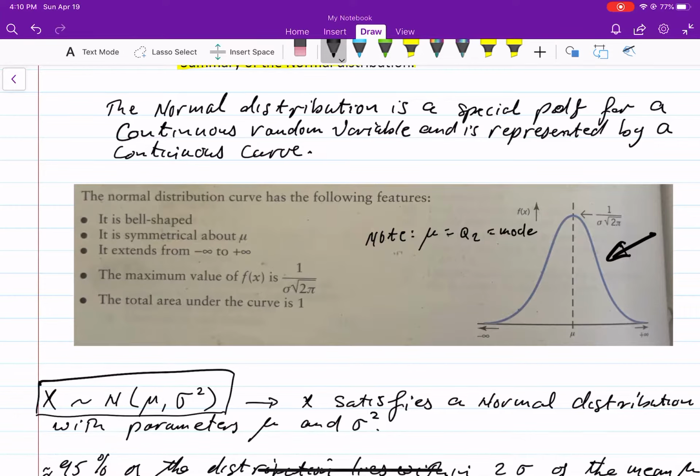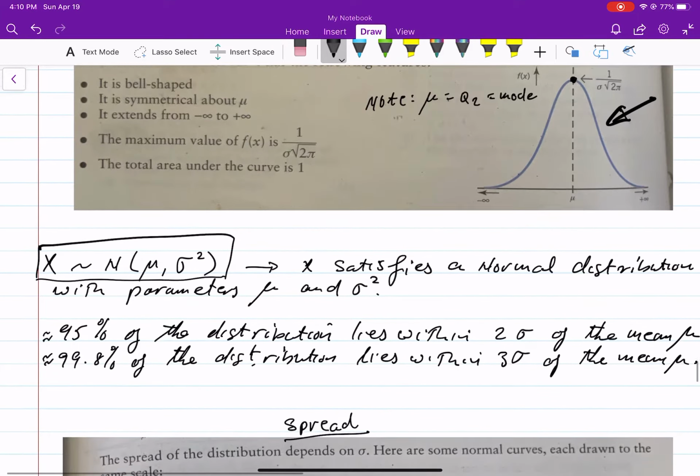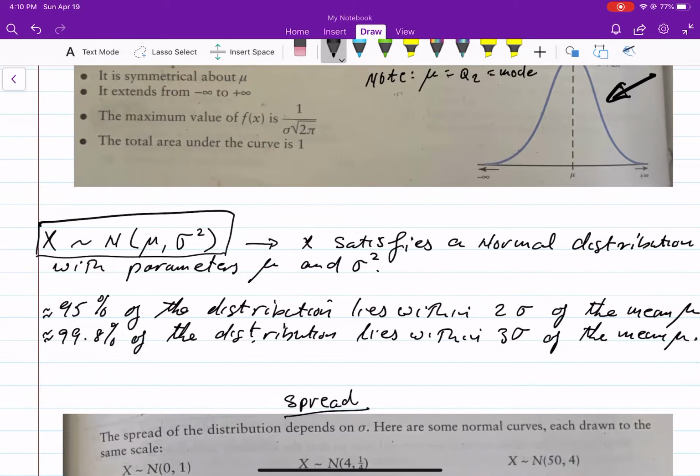Maximum value of f of x is 1 upon sigma times the root of 2 pi, showing up at the top here. Right there. And the total area under the curve is 1. The total area under any PDF represents a total probability, and that total area or total probability is 1. No different for the normal distribution.